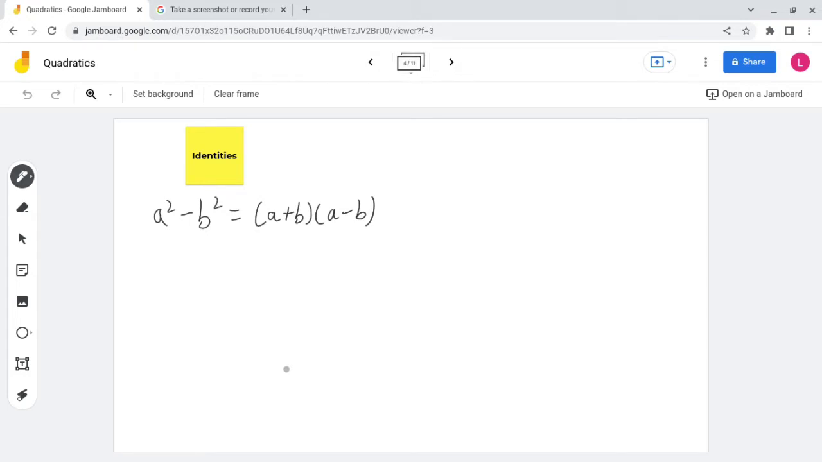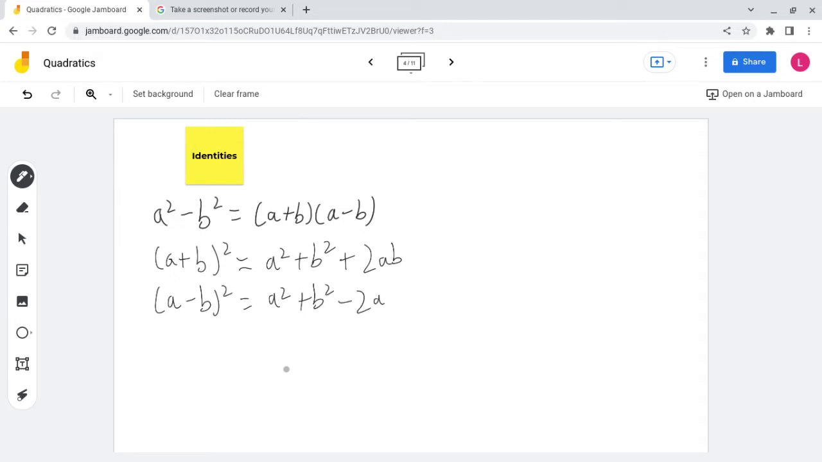After this first identity, we have learned another one, which is a plus b, the entire thing squared, equals a squared plus b squared plus 2ab, right? If it's minus, we'll make it a minus b squared equals a squared plus b squared minus 2ab, right? Okay, so these are the identities that you have learned previously. And now we're going to use these in order to solve quadratic equations.